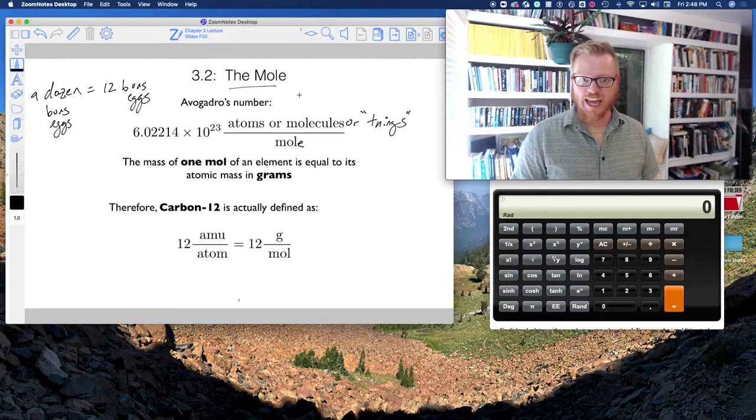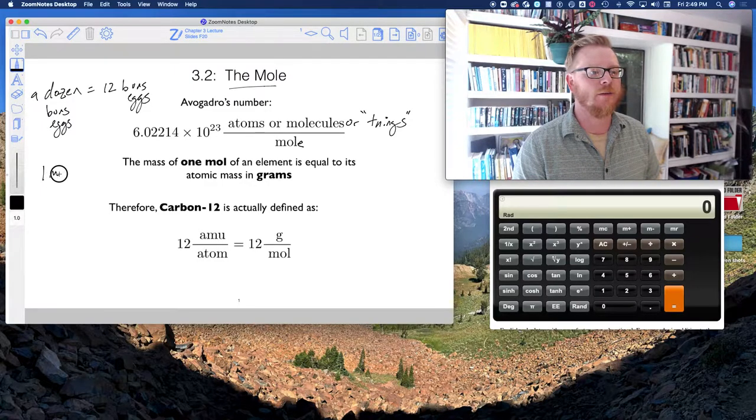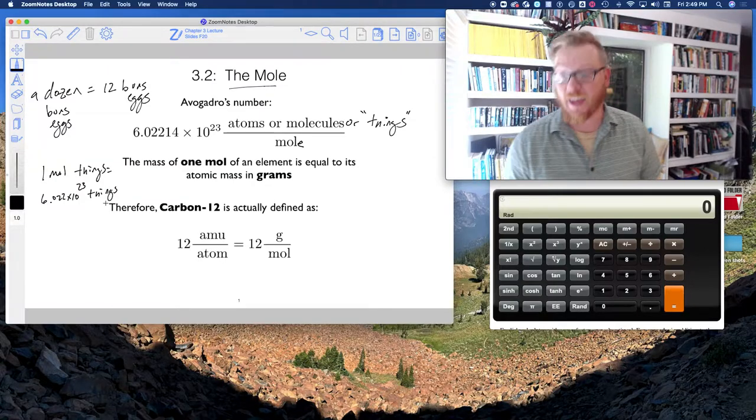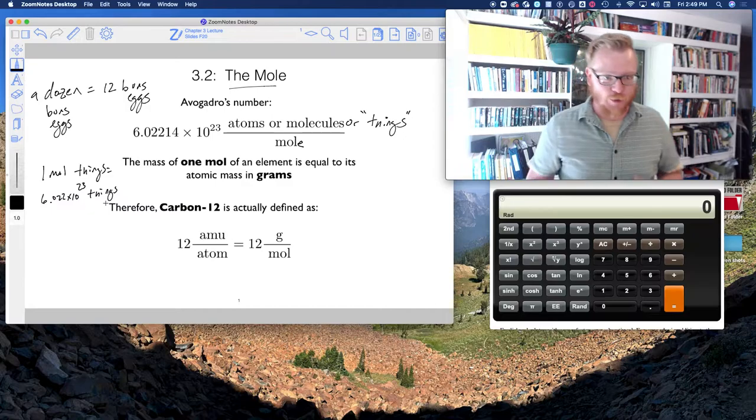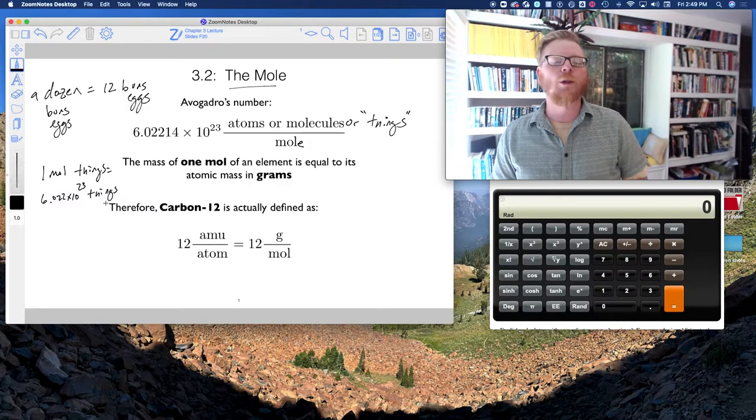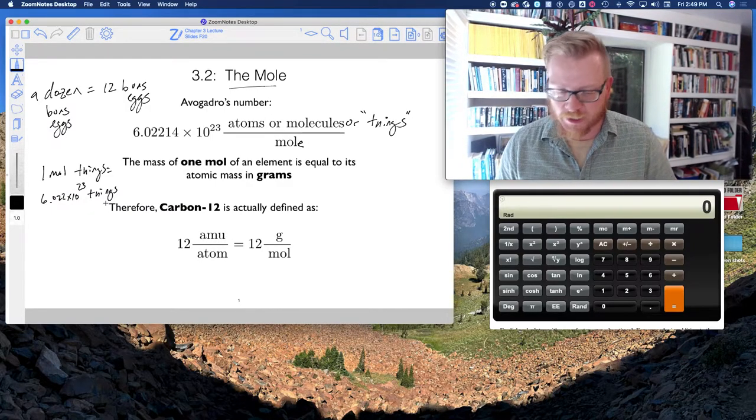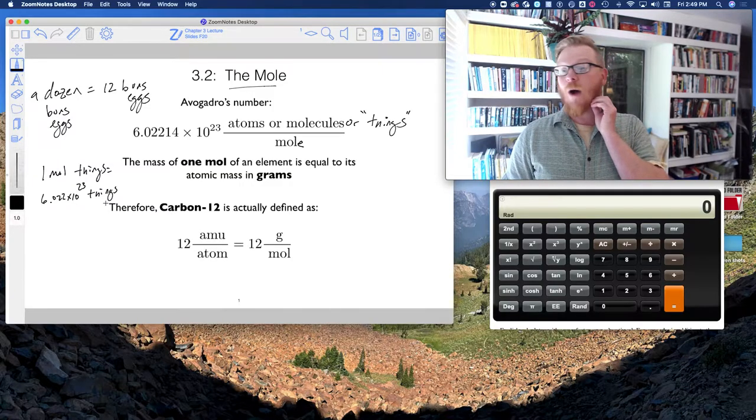6.022 times 10 to the 23 things are one mole. So if I have one mole of things, I have 6.022 times 10 to the 23 things, okay? It's no different than a dozen. That's the best way to think of this for now. One mole is 6.022 times 10 to the 23. Well, how does this relate to chemistry?